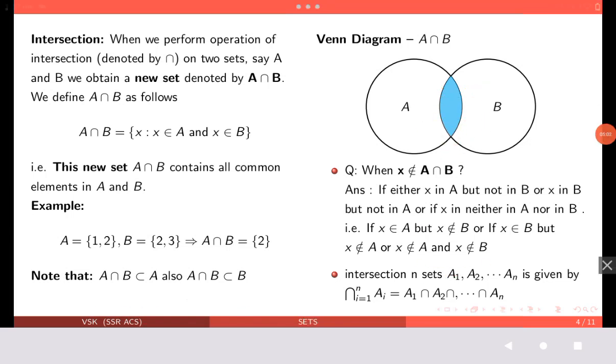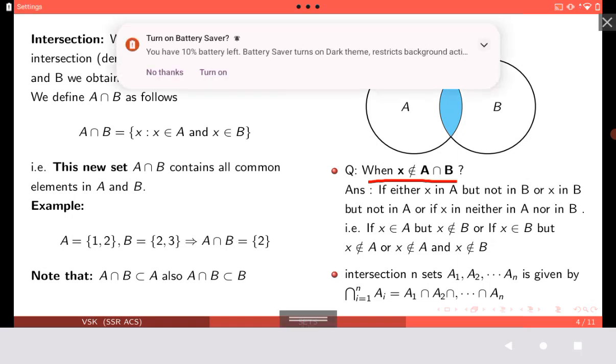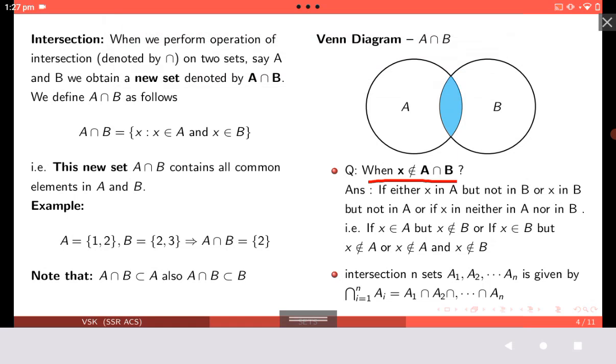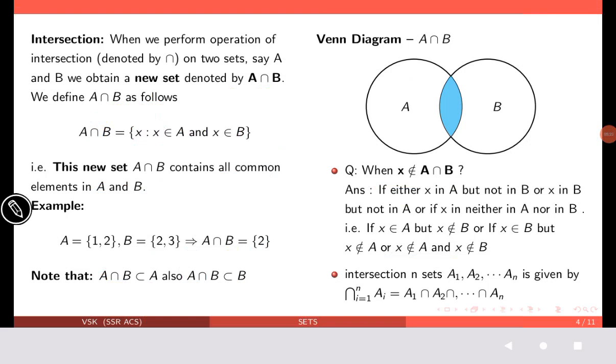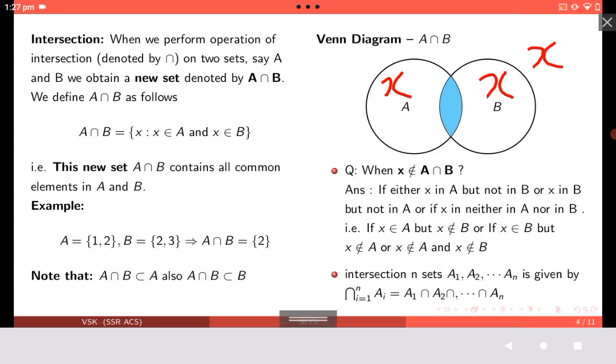Now again the question: if I take any element x, when does it not belong to A intersection B? Clearly, in this case, the situation will be either x is over here but it is not in B, or x is over here but it is not in A, or x is outside of these two. So the answer is: either x is in A but not in B, or x is in B but not in A, or x is neither in A nor in B.